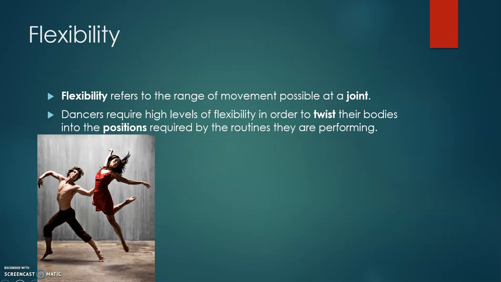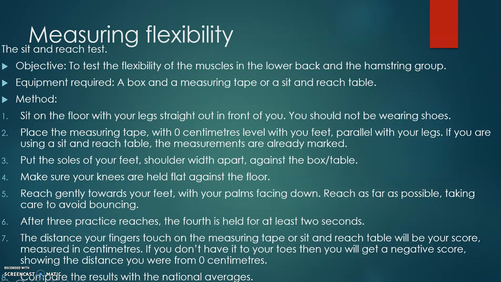Okay, moving on to flexibility. This refers to the range of movement possible at a joint. Okay, so we know we've got the ball and socket joint in the shoulder and hips. We've got the hinge joints in our knees and our elbows. So the range of movement possible there. Okay, dancers require high levels of flexibility in order to twist their bodies into positions required by the routines they are performing. So how do we measure flexibility?